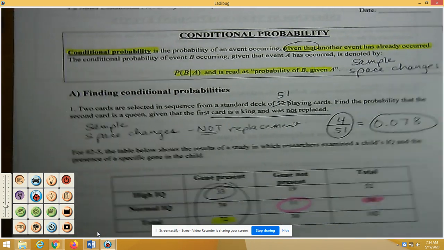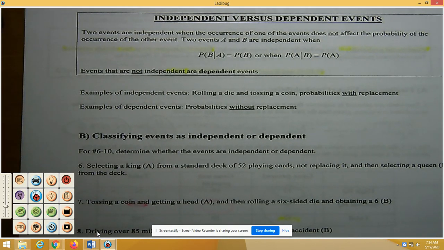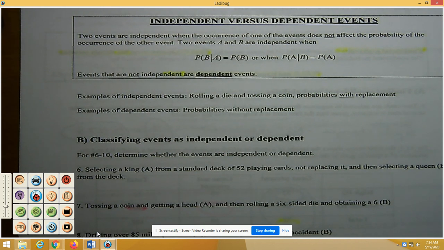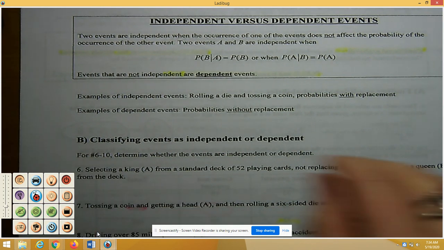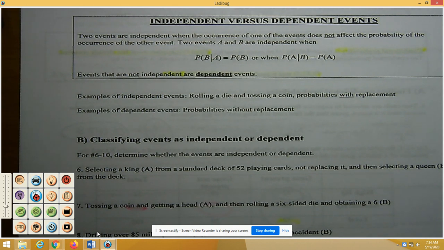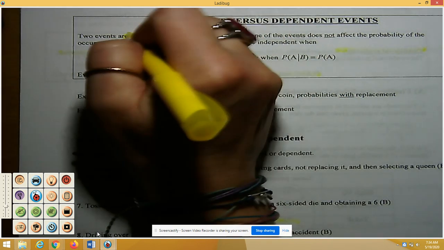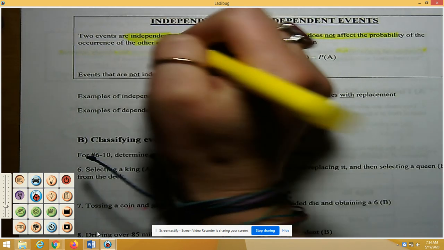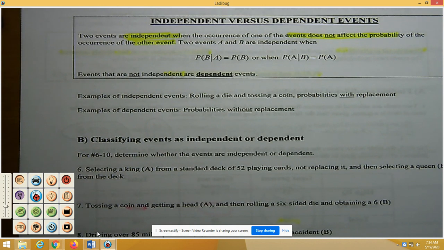The second page of our notes packet talks about independent versus dependent events. Two events are independent when the occurrence of one of the events does not affect the probability of the occurrence of the other event. So independent means the events do not affect the other. Two events, A and B, are independent when the probability of B given A equals the probability of B, or when the probability of A given B equals the probability of A. If events are not independent, they are dependent events.